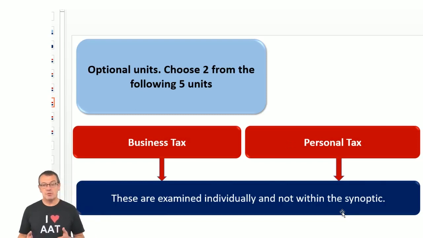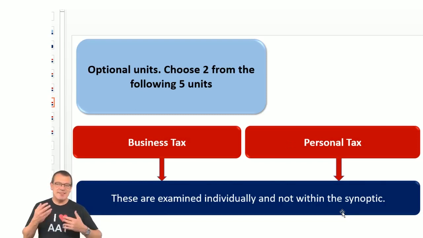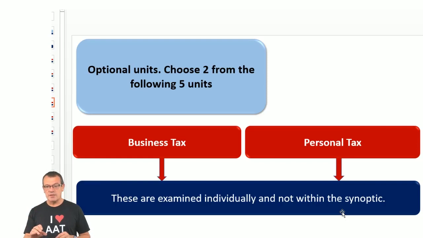Well, we have two here. Again, no reason for grouping, but people tend to choose both, is business tax and personal tax. These are not part of the synoptic assessment. However, they will be examined individually. So you have a choice. Now you can choose business tax and credit management, or personal tax and cash and treasury management, or any combination within those units. It depends on you as students.